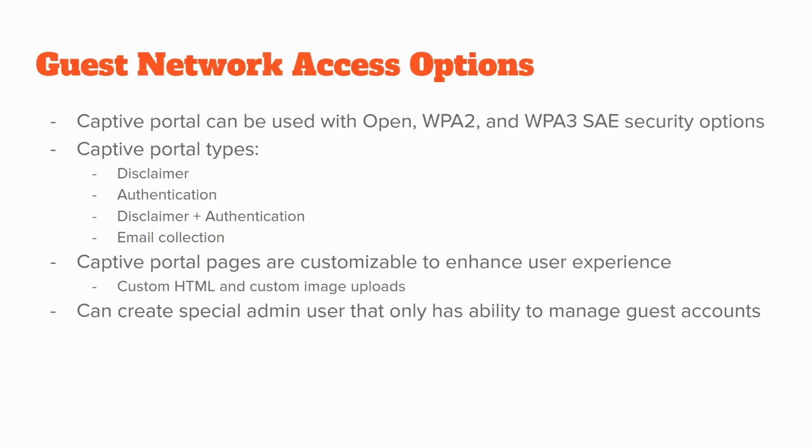You can combine these into a disclaimer plus authentication page where they will have to authenticate to the network and also accept the terms of the network. And then there's also an email collection method where to get onto the network access, they have to enter an email address. And you will actually be able to see these email addresses on the FortiGate and collect them. So this is useful, right? It depends on the type of organization you're running. But if you wanted to do something like collecting emails to send out newsletters or promos or vouchers or marketing type emails, this is something that you can use if you were interested in that.